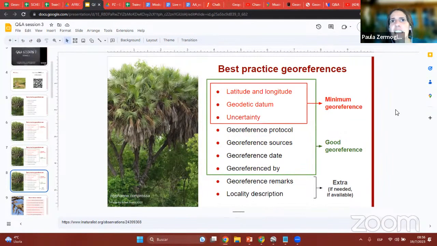Ideally, we would need to provide all of those elements. That would be best practice. To provide a good georeference, we would need to report the protocol, the sources, the date, so that anyone that uses that record actually knows how we came to that. The minimum are those 3, but of course, we encourage everyone to go for the best practice, and report all of the attributes that are in the green box here. I got it. Thank you.